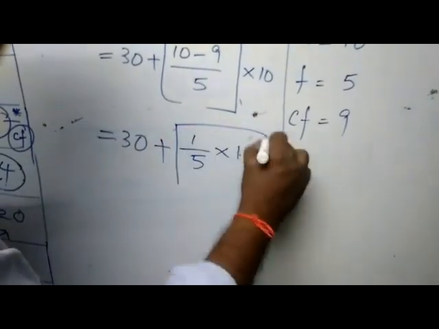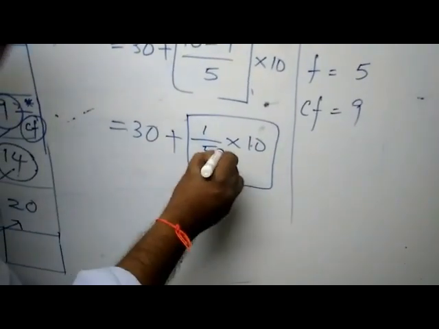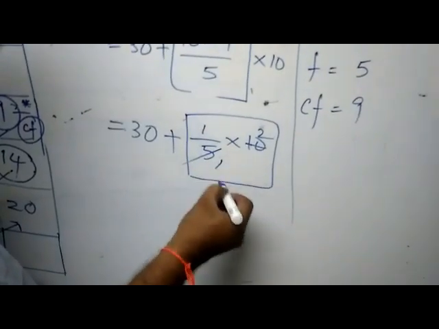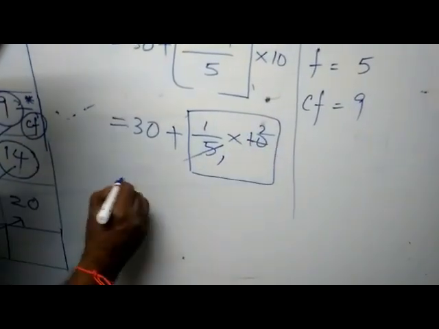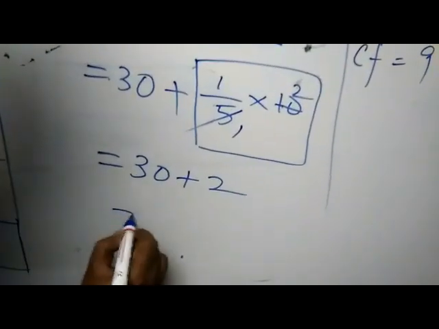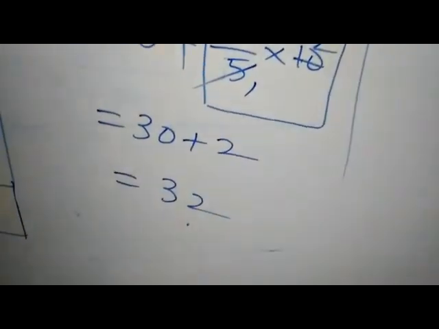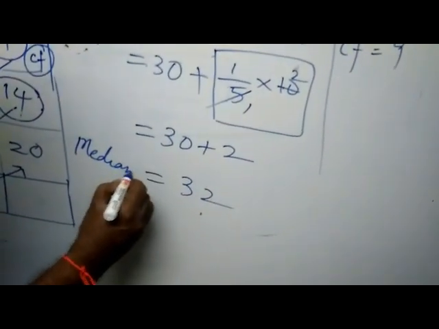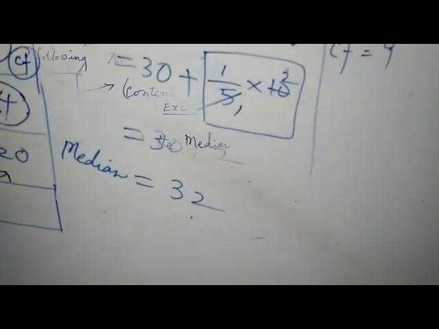First of all, solve this one. Don't disturb this one. 5 ones are 5, 5 twos are 10. Anyhow, 1 by 1 is equal to 1. 1 into 2 is 2. This answer is 2. 30 plus 2 is equal to 32. Therefore, the median is equal to 32.